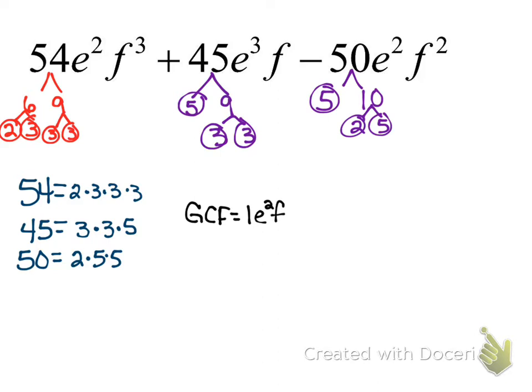Now, if I wanted to write this answer in simplest form, how could I write it? Do I really need to have that 1 in there? No. How could I write it? E squared F. So either way is an acceptable way to write your final answer here.